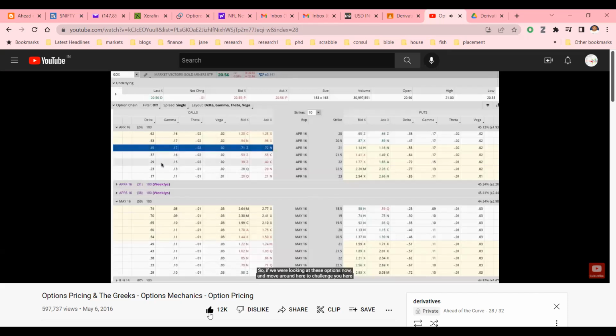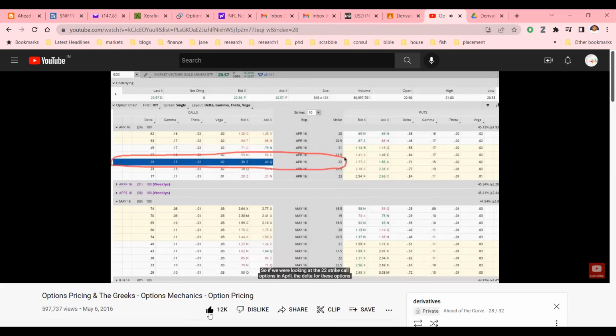If we were looking at these options now, we'll move around here to challenge you a little bit on option pricing. If we were looking at the 22 strike call options in April, the delta for these options is basically 30. Let's round up so we have round numbers. It's 29, but it's basically 30. That means that if GDX goes up by $1, the first dollar from 20.56 to 21.56, you make $30.